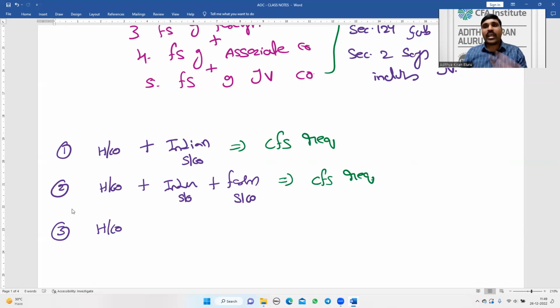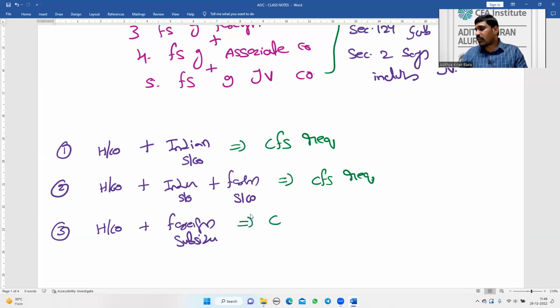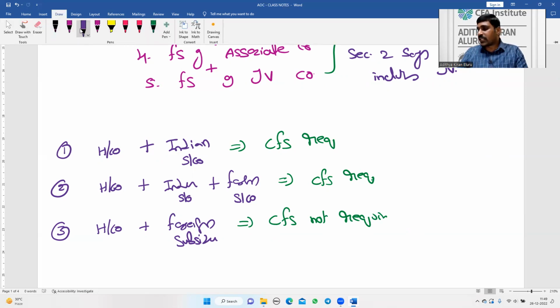The important point is, sir, I don't have an Indian subsidiary, I don't have an Indian associate, I don't have an Indian joint venture. I have only a foreign subsidiary: holding company plus foreign subsidiary. CFS is not required. If I have only an Indian subsidiary, then CFS is required. If I have an Indian subsidiary plus a foreign subsidiary, CFS is also required. But if I have only a foreign subsidiary, then CFS is not required.